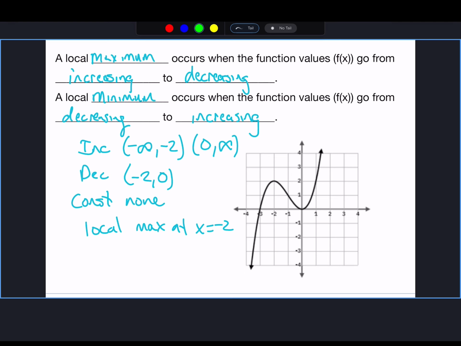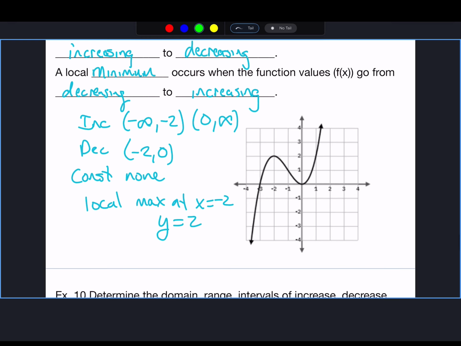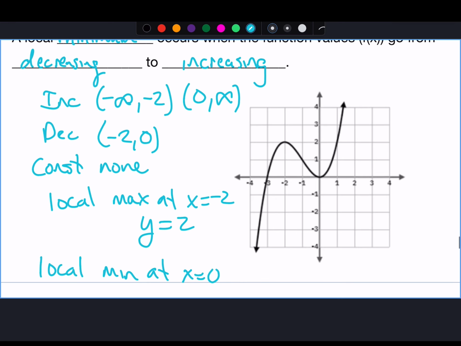And what is our y value at that maximum? 2. So from here to here, our maximum is right there at 2. And our local minimum? At x equals 0. That's where we go from decreasing to increasing. And what's our y value? Our y value is 0.